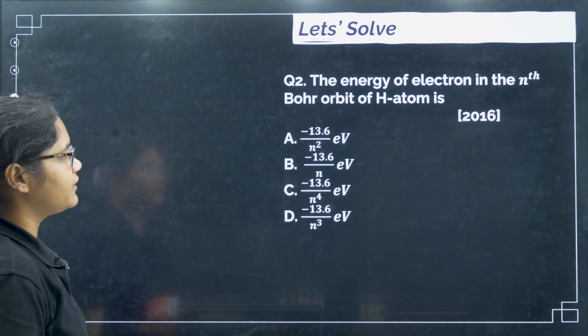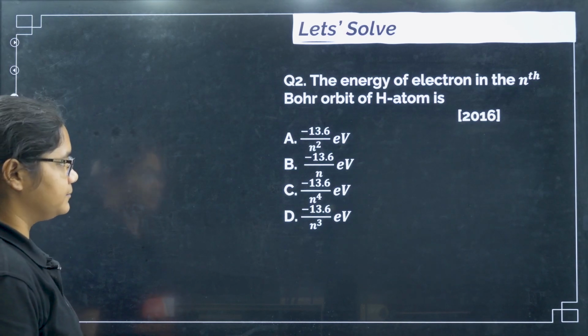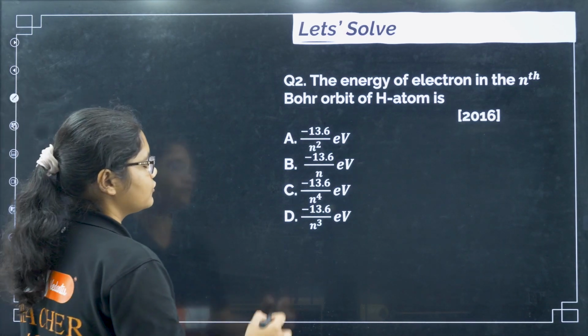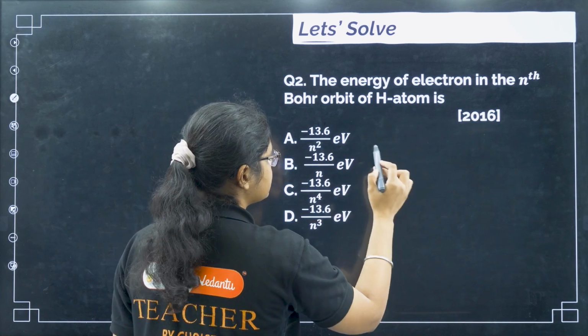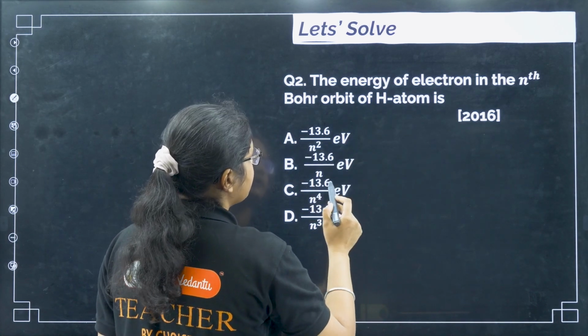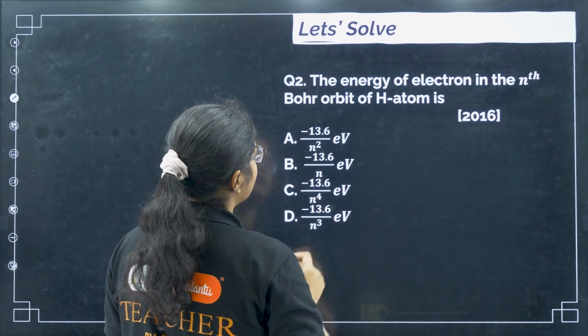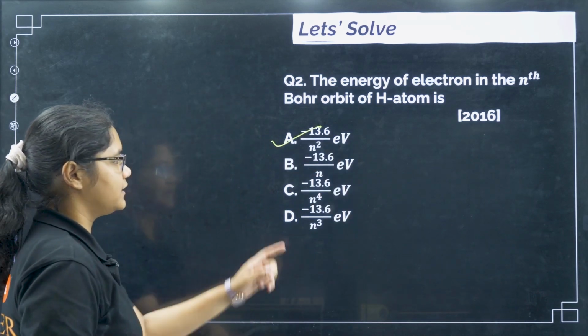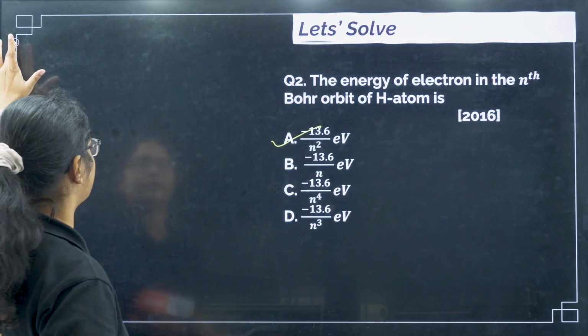Next, the energy of an electron in the nth orbit of hydrogen atom. We have 13.6 Z square by n square, and for hydrogen atom Z is equal to 1. So yes, option A, minus 13.6 divided by n square.